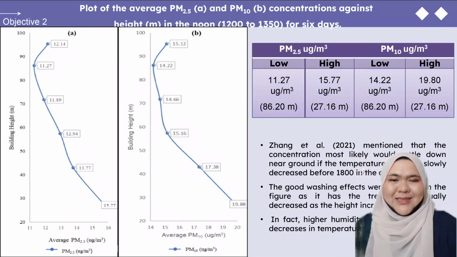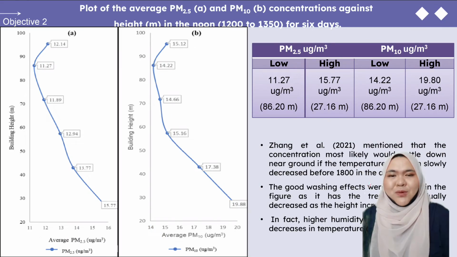Lastly, during the afternoon sampling period, the lowest PM10 and PM2.5 concentration was recorded at 86.2 meters. For example, 11.27 microgram per cubic meter for PM2.5, 14.22 microgram per cubic meter for PM10. The highest concentration of both PM was recorded at the same height, which is 27.116 meters. For example, 15.77 microgram per cubic meter for PM2.5, 19.8 microgram per cubic meter for PM10.